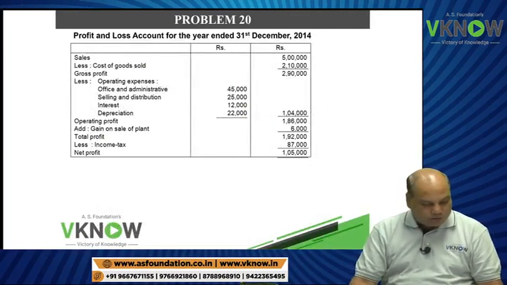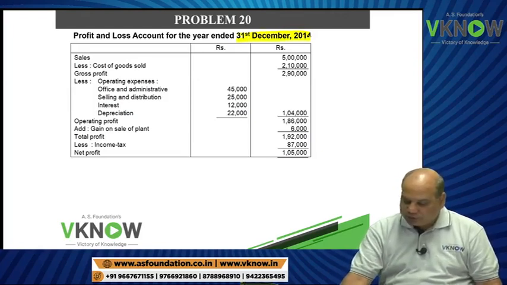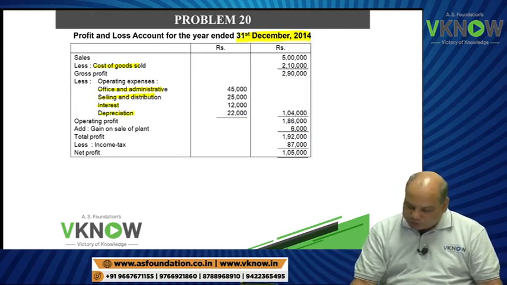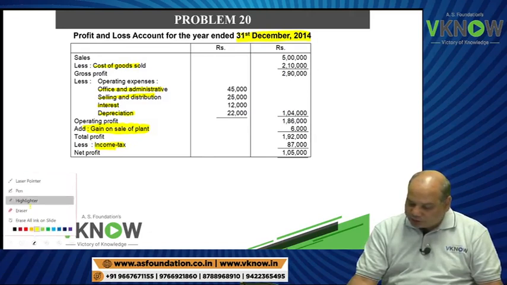Then the profit and loss account for the year ended 31st December 2014. Sales, less cost of goods sold, gross profit, operating expense, under that office and administration, selling and distribution, interest and depreciation. Operating profit, add gain on sale of plant. So there is some plant which might have been sold at a profit, like in the previous question number 19. Then total profit, income tax.